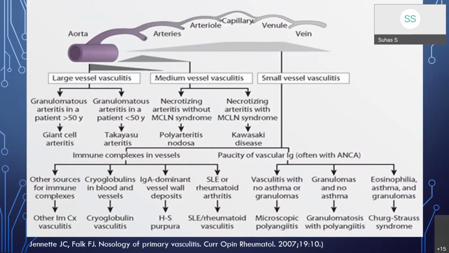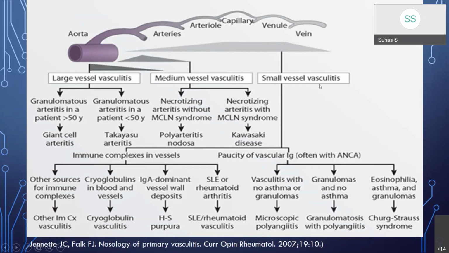To concise everything in one slide. So when we have large vessel vasculitis and it is granulomatous, and the patient is more than 50 years, it is likely to be giant cell arteritis. If it is granulomatous arteritis in a patient of less than 50 years, it is likely to be Takayasu arteritis. When medium vessels are involved, if it is necrotizing without mucocutaneous lymph node syndrome, that is polyarteritis nodosa. Necrotizing arteritis in presence of mucocutaneous lymph node syndrome is Kawasaki disease.